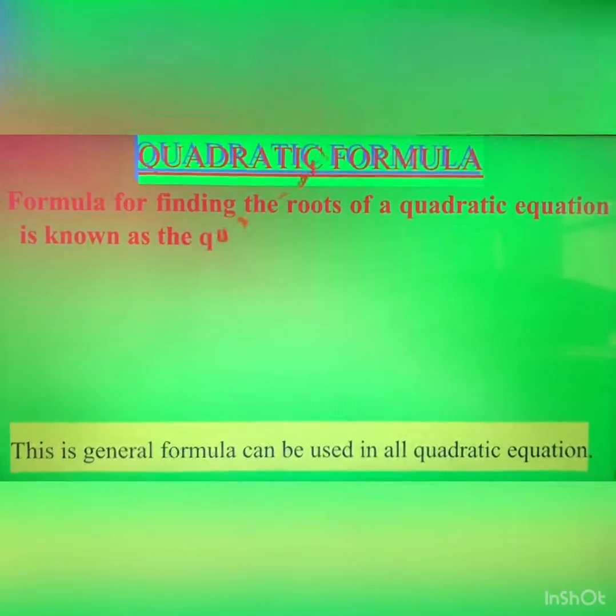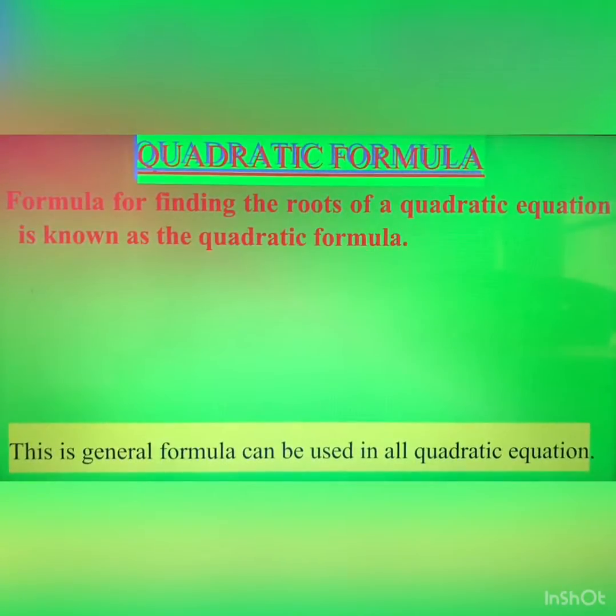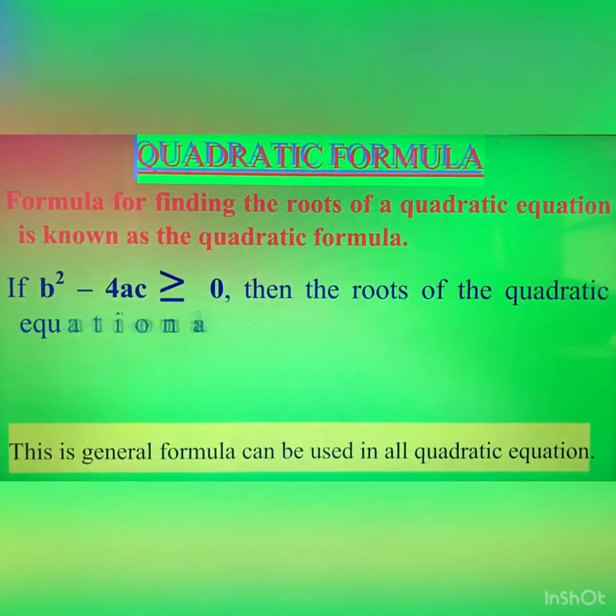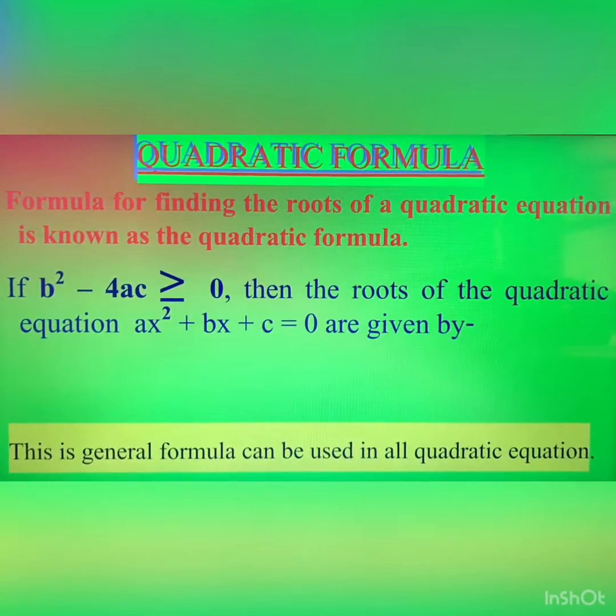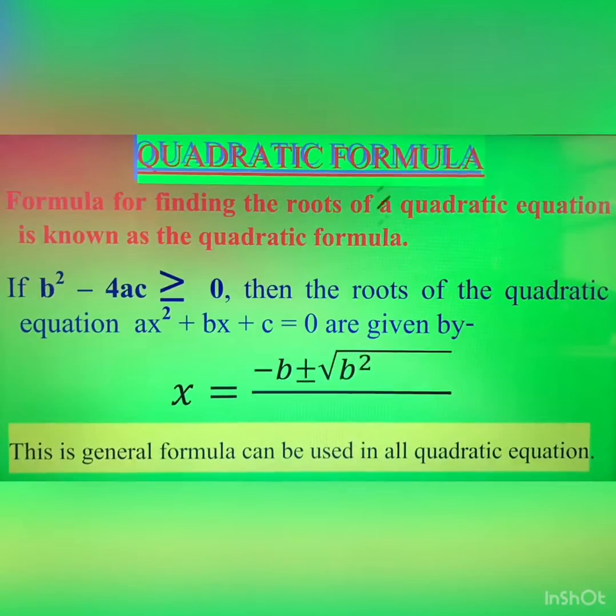Now, what do we mean by the quadratic formula? The formula for finding the roots of a quadratic equation is known as the quadratic formula. If b square minus 4ac is greater than or equal to 0, then the roots of the quadratic equation ax square plus bx plus c equal to 0 are given by the quadratic formula, that is x equal to minus b plus minus under root b square minus 4ac divided by 2a.